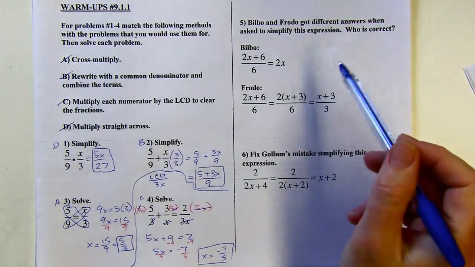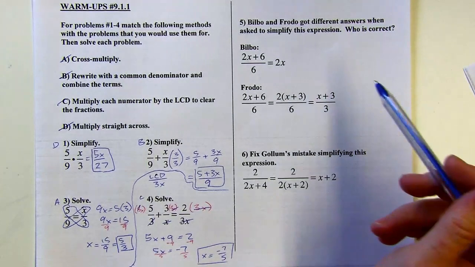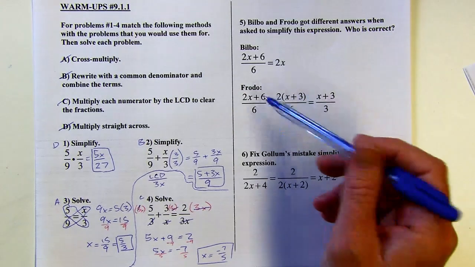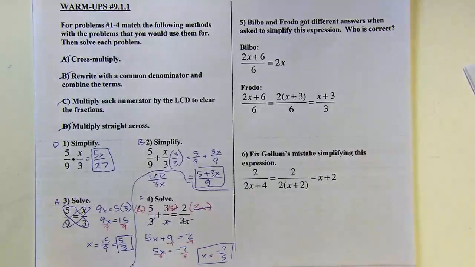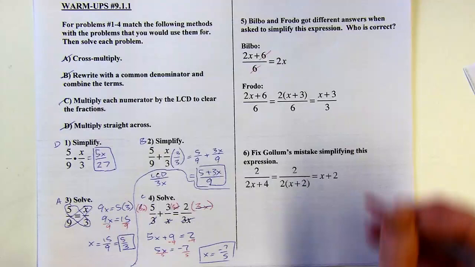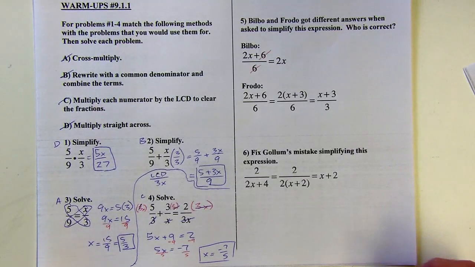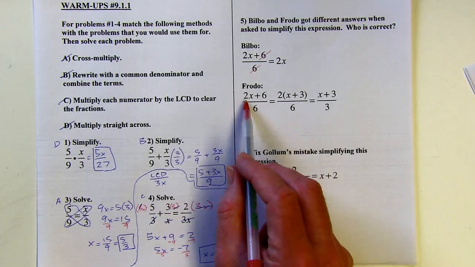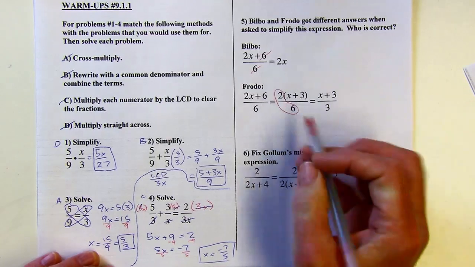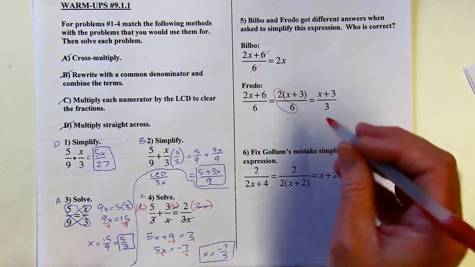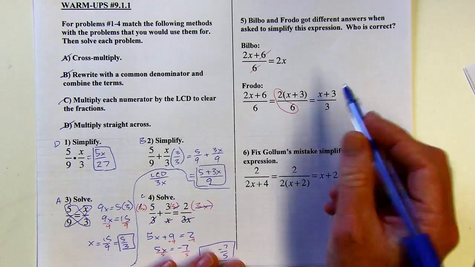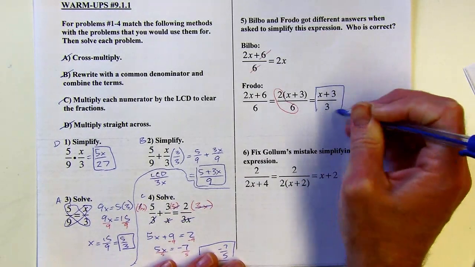Okay. All right. On number 5 here, Bilbo and Frodo got different answers when asked to simplify this expression. Who is correct? So what Bilbo did is Bilbo saw the 6's and thought, oh, I can just do this. So this equals 2x. Frodo, however, first factored out a 2 out of the top, and then looking at the 2 and the 6, reduced the 2/6 to 1/3. Okay, so 1/3. Well, I just have 1 times x plus 3 on top. On bottom, I'd have a 3. Frodo is correct.